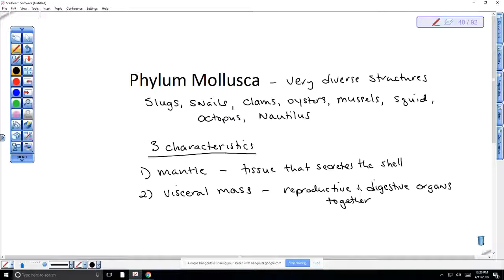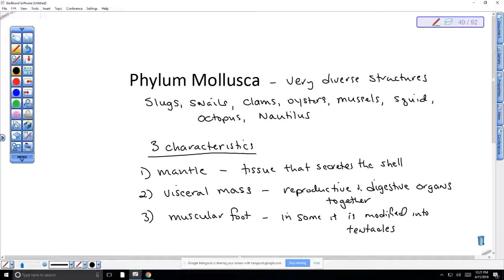Okay. The third characteristic that we see in these organisms is that they have a muscular foot. So this muscular foot allows for movement. In the slugs and the snails, they actually move on this muscular foot. The clams, the oysters, and the mussels can use their muscular foot to burrow. So they can get down into the sediment and then filter water. And then the squid, the octopus, and the nautilus have modified this into tentacles. So what that means is the muscular foot of the snail is homologous to the tentacles of the squid, because they come from embryonically and evolutionarily the same structure.